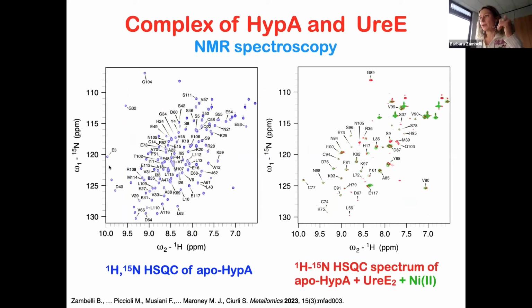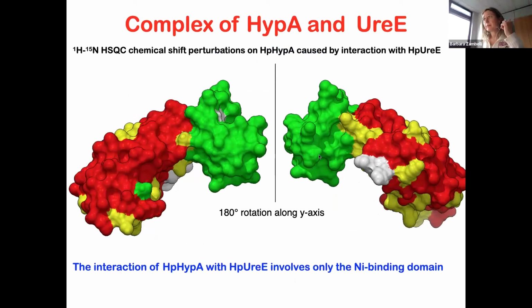This is again the HSQC of apo-HypA, and this is the chemical shift perturbation that we had when HypA is bound to urease. So this is the spectrum of HypA bound to urease, in the absence and in the presence of nickel. We could see that the chemical shift perturbation in the presence of urease and nickel occurs in the N-terminal domain, so in the nickel binding domain, while the zinc binding domain remains untouched by this interaction. So we wanted to explore what happens when we add nickel to the complex.